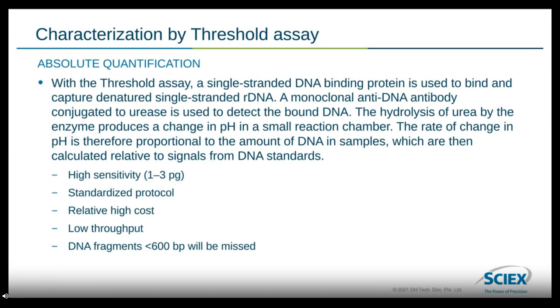Threshold is another assay that's been used. And here we have a single-stranded DNA binding protein that's used to bind and capture denatured single-stranded residual DNA, and a urease-conjugated anti-DNA antibody is used to detect the bound DNA. And then by hydrolyzing urea with that enzyme, we'll produce a change in pH, and the rate of change in that pH is proportional to the amount of DNA in the sample, which can then be calculated relative to a signal on a standard.